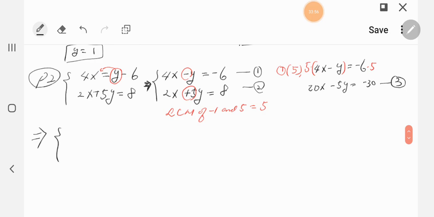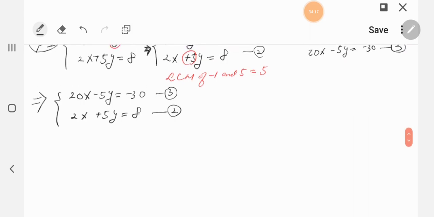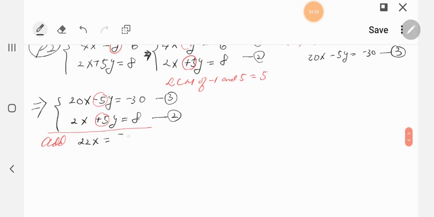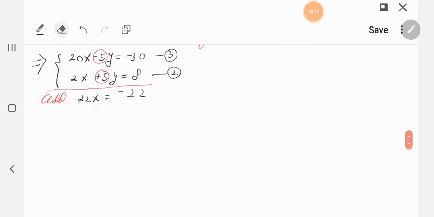So our new system of equations is, okay, equation 3 is 20x minus 5y is equal to negative 30. And then equation 2, okay, equation 3 comes from equation 1. And 2 is unchanged. All right, so as you can see, the coefficient of y is negative 5 and 5. So why don't we just add two equations? Alright, so this is 22x is equal to negative 22, right?